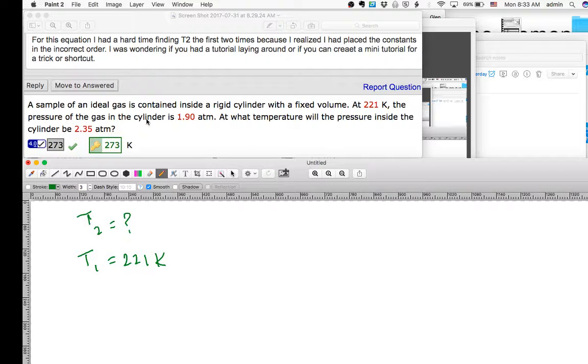Now, here we have 1.90 atm. Is that the P1 or the P2? Well, it's associated with the verb "is," so it might be P1. Now, this 2.35 atmospheres is associated with the verb "will be," so this one must be P2. If this is P2, then the other one must be P1. So the P2 was 2.35 atmospheres, and the P1 was 1.90 atmospheres.